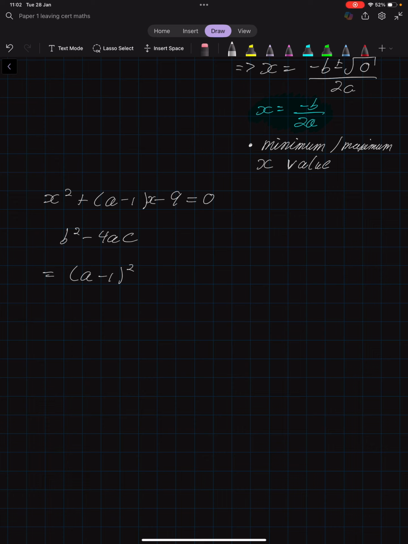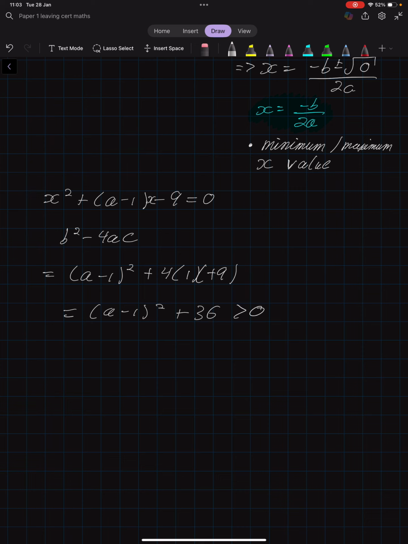So remember what this is asking: b is how many x's you have, a is how many x squared you have, and c is just the constant at the end. So I get minus 4 times how many x squares do I have? 1. And what's the number at the end? Minus 9. So this thing is equal to (a minus 1) to b squared plus, minus by minus is plus, and then 4 by 9 is 36.